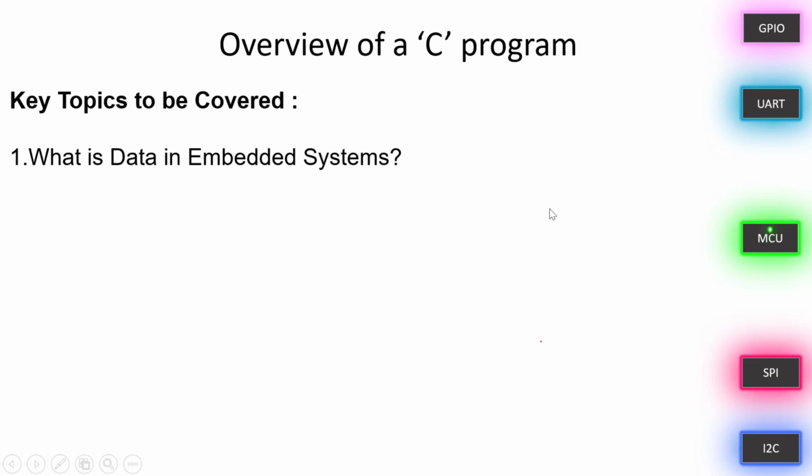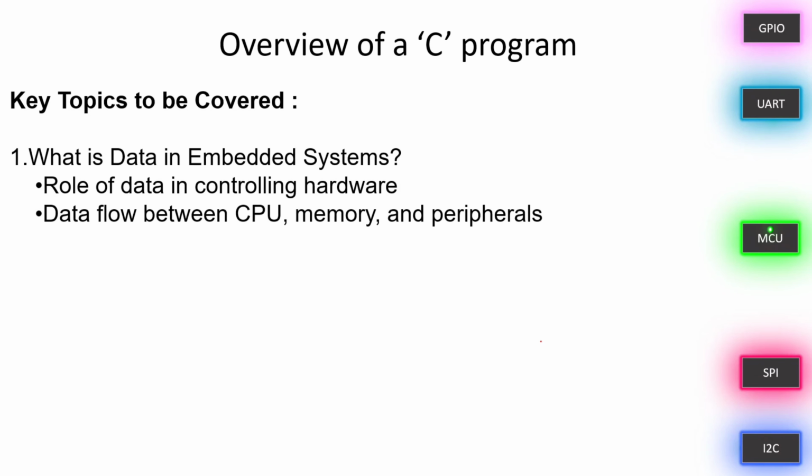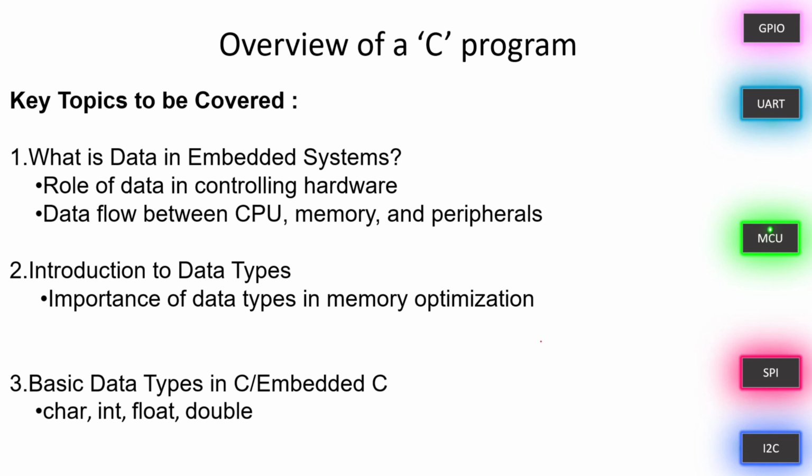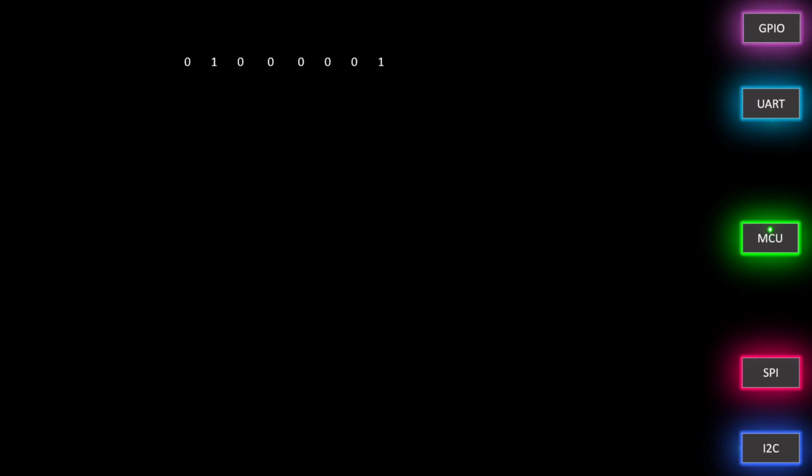What is data in an embedded system? The role of data in controlling hardware and data flow between the CPU, memory, and peripherals. And an introduction to data types. Then we will explore the importance of data types in memory optimization, and basic data types in embedded C like char, int, float, and double, and unsigned versus signed data types. Let's start.